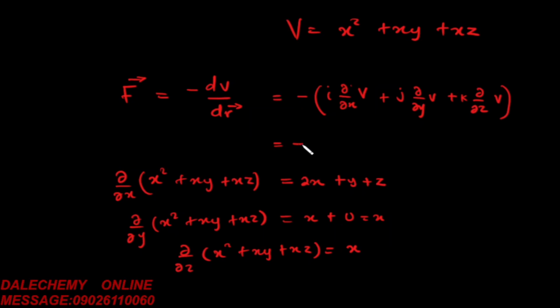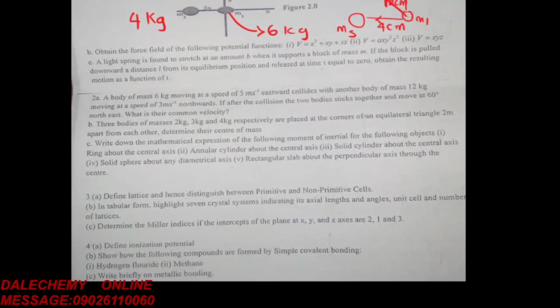So your answer will now be i d/dx of V is, in brackets, 2x plus y plus z, plus j d/dy of V is x, plus k d/dz of V is also x. So that's going to be your force. The force field for this potential function will be given by this. So that's how to find that. Use the same method for the second and the third one as well.